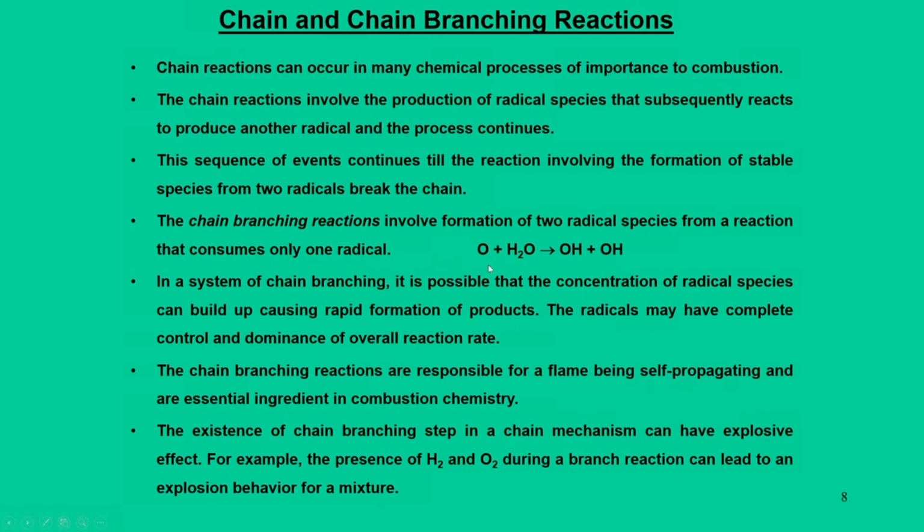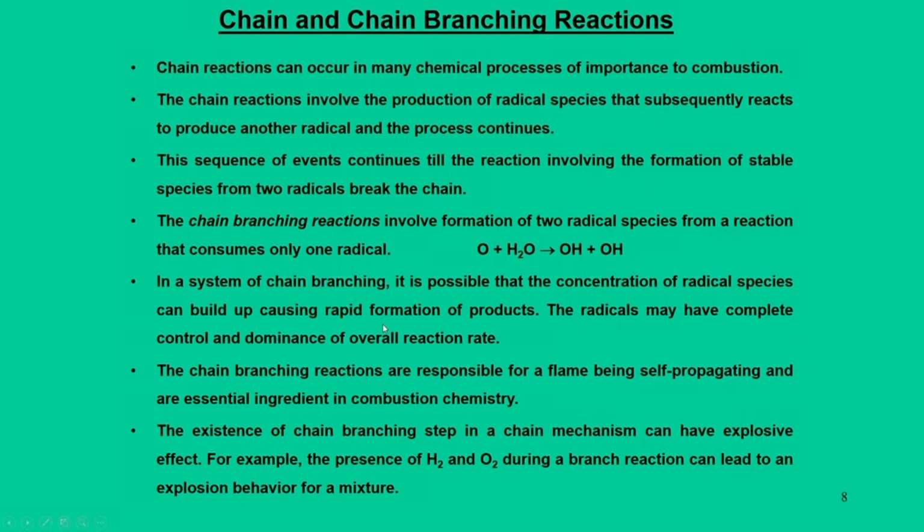When an oxygen atom is formed and it sees H2O, it can form OH and OH. So, everywhere we have O and H2O, there will be OH radical formation. These are called chain branching systems, and this OH will again react with some O atom or some other atom to form another component. This branching process keeps on happening, so in a chain branching system, the concentration of radical species can build up, causing rapid formation of products.